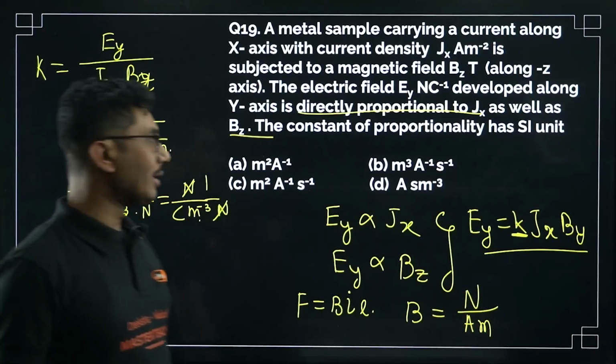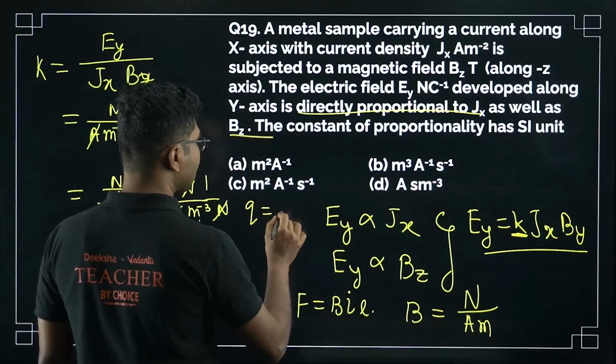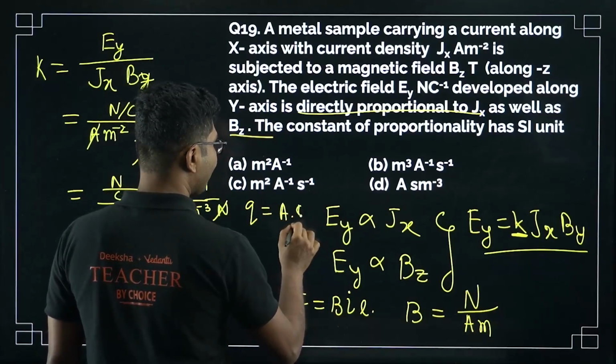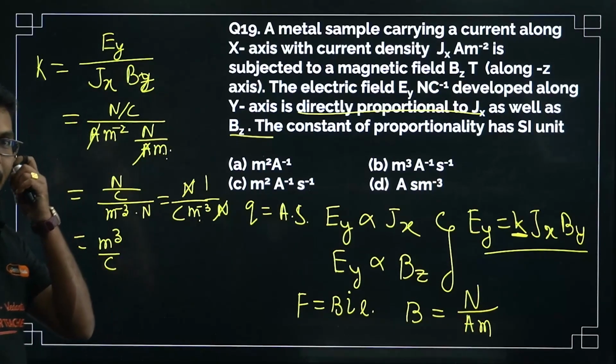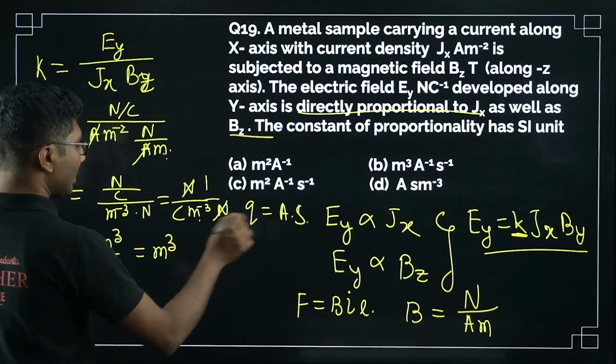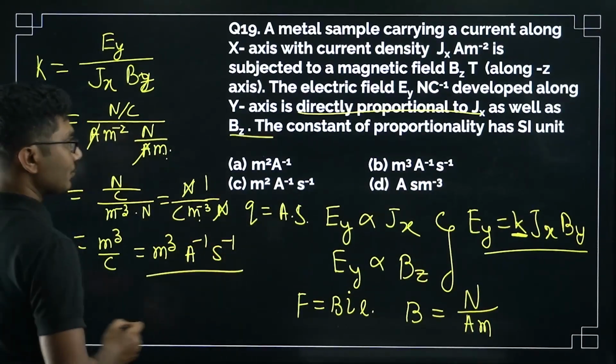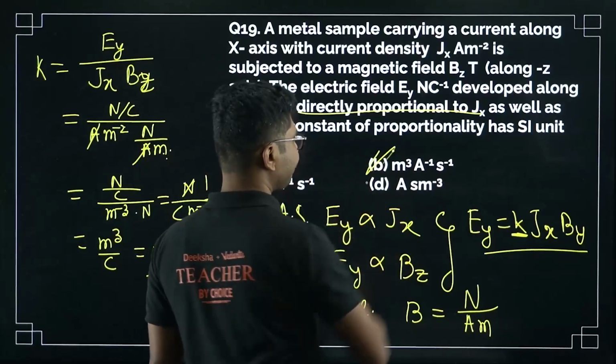Now what is coulomb? Coulomb is charge, that is equal to current into time. So coulomb's unit is ampere second. So most students don't often remember. So coulomb is ampere second, so it will be second to the power minus 1. So the correct answer is this one.